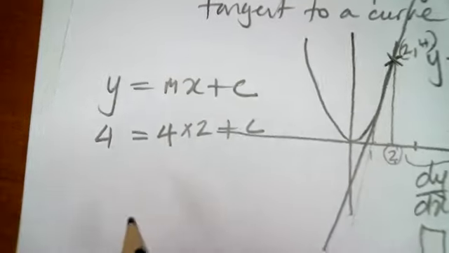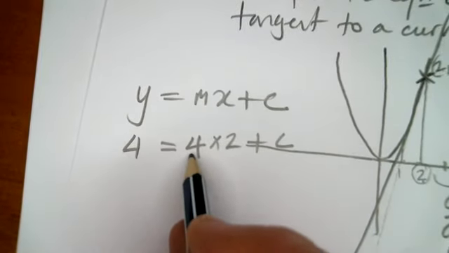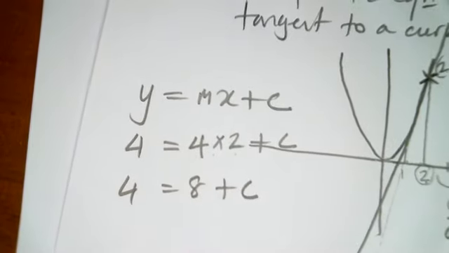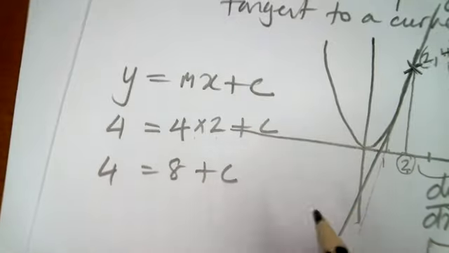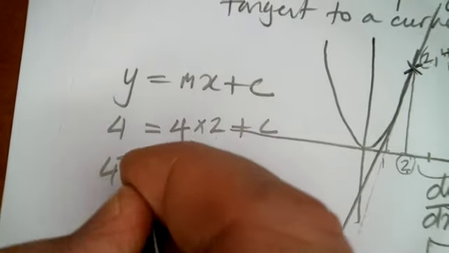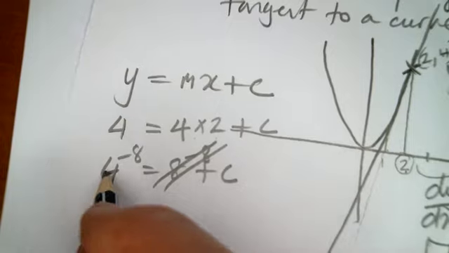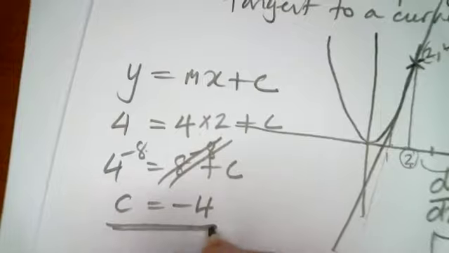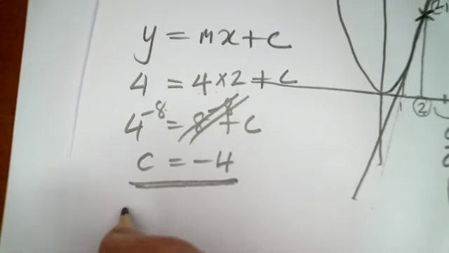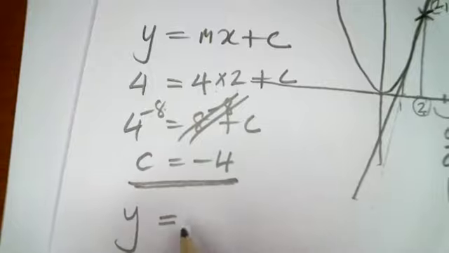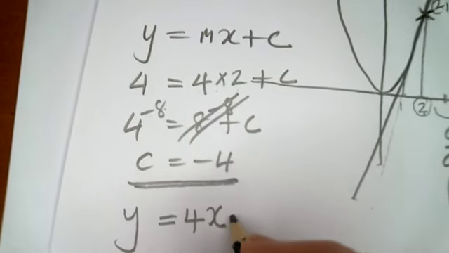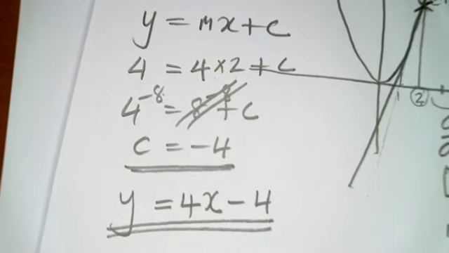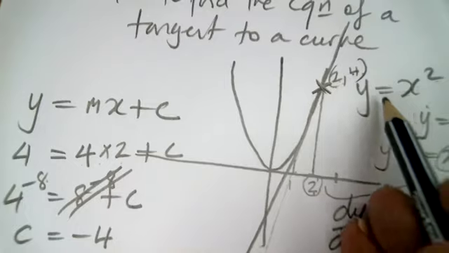All right, let's see how that plays out. So 4 is equal to 4 times 2 plus c, so 4 is equal to 8 plus c. We just need to find the value of c. I'm going to subtract 8 from both sides. 4 minus 8 is negative 4, so c is equal to negative 4. Now we're complete. We're ready to restate the equation. y is equal to 4x minus 4. And there is the equation of the tangent to the curve y equals x squared.